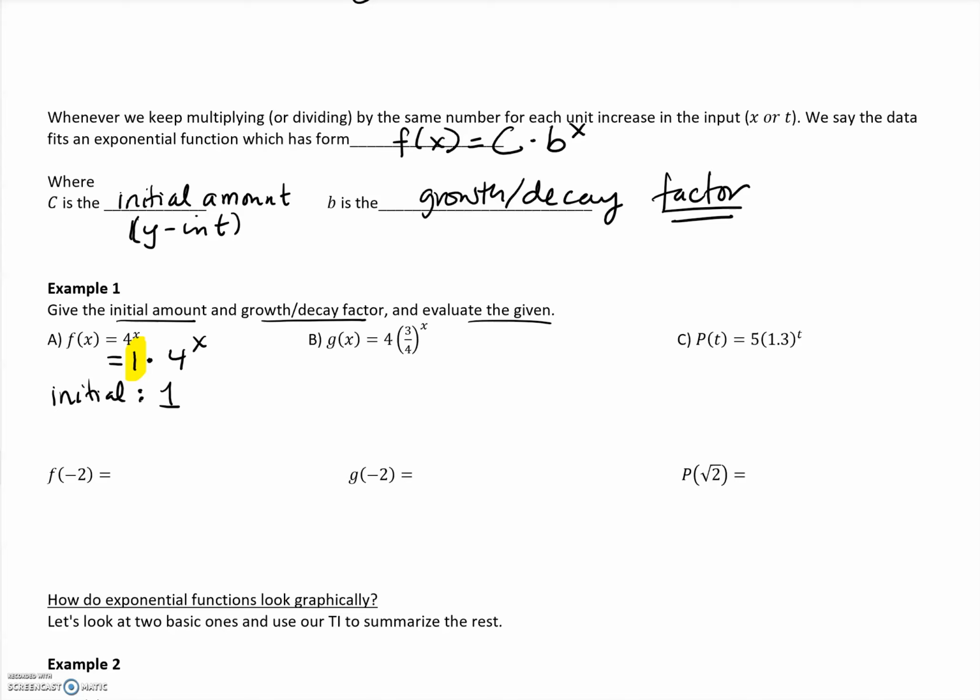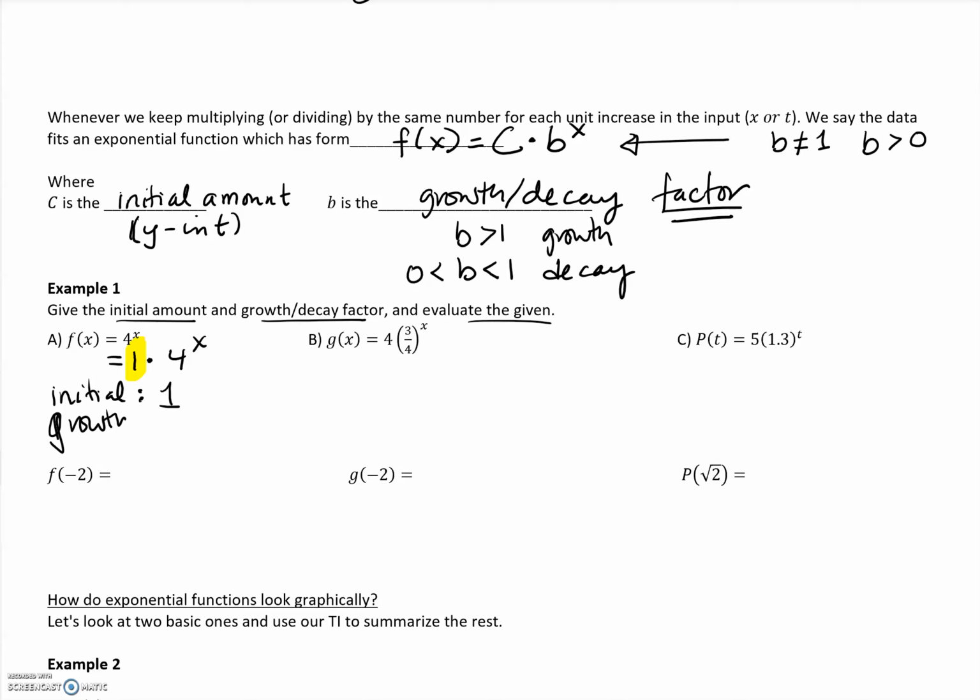Let's make a note of that over here too. If b is bigger than 1, we're going to have a growth. If b is less than 1 but greater than 0, we're going to have a decay. I should point out that in my exponential function, b is not equal to 1 and b is always positive, because if b is equal to 1, you keep multiplying c by 1 over and over, it's just going to stay a constant function. And b is always positive in an exponential function. So in this case, since the 4 is bigger than 1, we'll say that's a growth factor of 4.